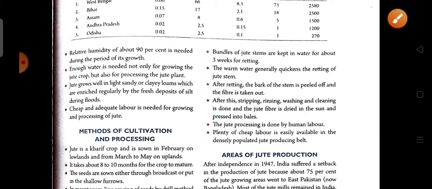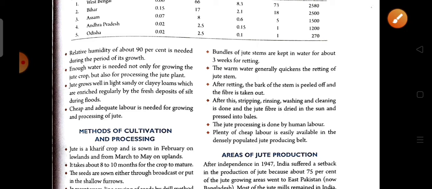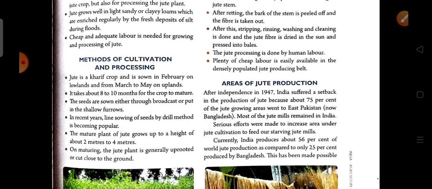into bales. So as bales are formed in cotton, here also bales are formed in jute. The jute processing is done by human labor, so that's why cheap and plentiful labor is needed for the cultivation of the jute. So that's why the cultivation of jute is mainly done in densely populated areas.